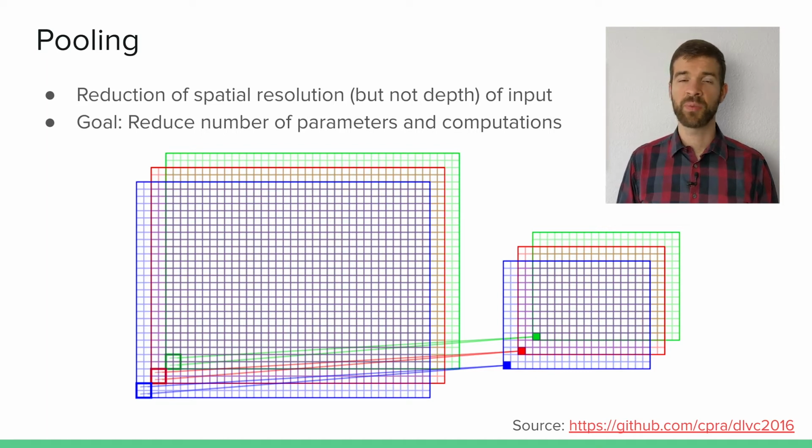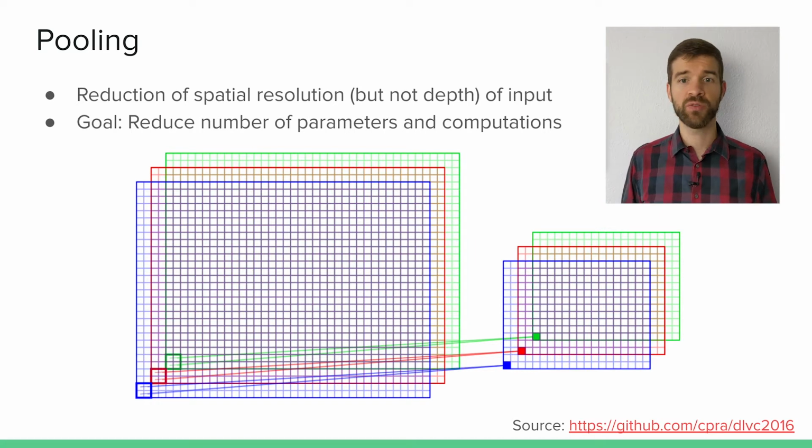Another very important operation that we can have with convolutions in our neural networks is so-called pooling. What pooling does is we can reduce the spatial resolution of our input, but not the depth. So if we have an RGB image, it will be another RGB image in the next step after pooling. But what we do is we reduce it in size.